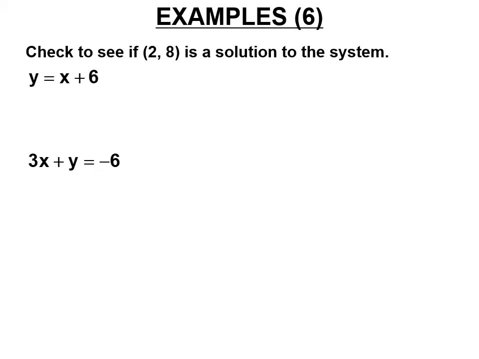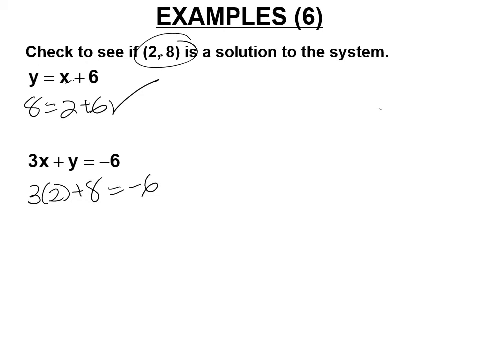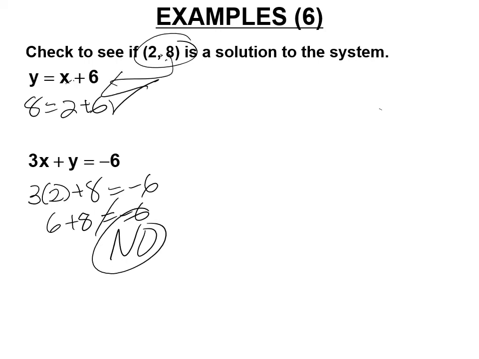Now you could graph this to check if this is a solution, but if you're unsure, like when your graph ends up between boxes because you're sloppy like Mr. Ben is, unfortunately, you can check. Let's see if (2, 8) works here. 2 plus 6, yeah, that works. So that's on this line. Let's see if it's on this line. 3 times 2 plus 8 equals -6? 6 plus 8, no. So that point is on this line, but it's not on the other one, so it's not the solution. You're looking for the point that's on both.